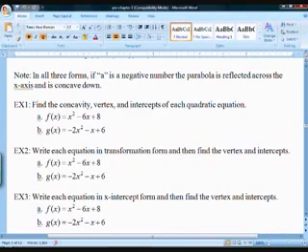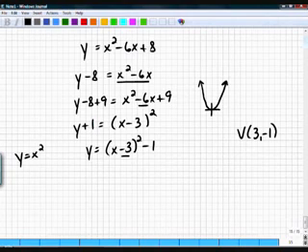What else did it ask us to find? The intercepts. Let me show you how to find the intercepts. And you might like this better. Finding the intercepts from this point, you don't have to factor. Because how do you find the intercepts? You plug in... how do you find the x-intercept?